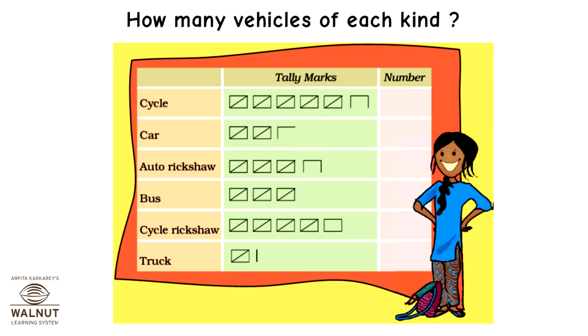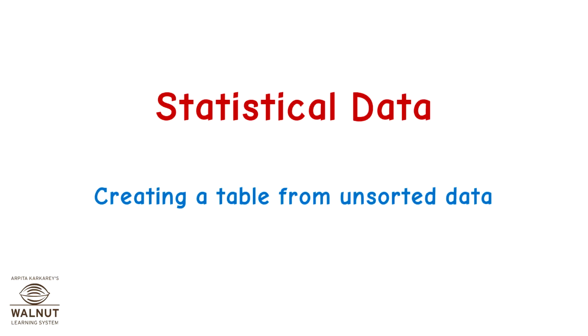How many cycles? 28. How many cars? 12. How many auto rickshaws? 18. How many buses? 15. How many cycle rickshaws? 24. How many trucks? 6.